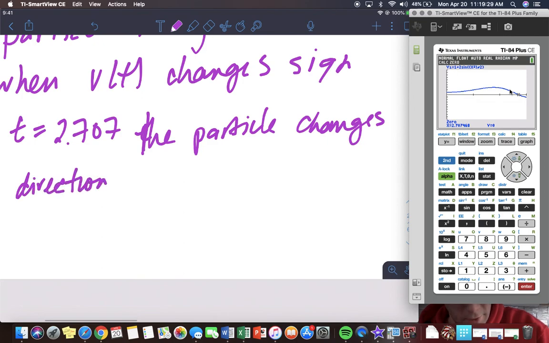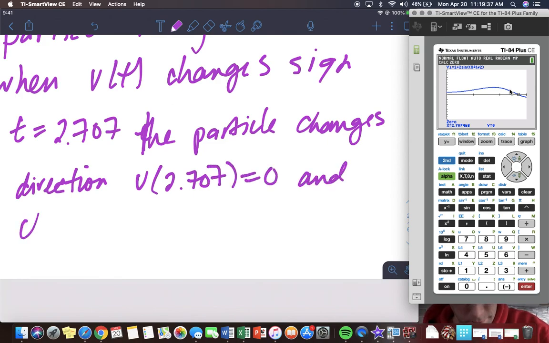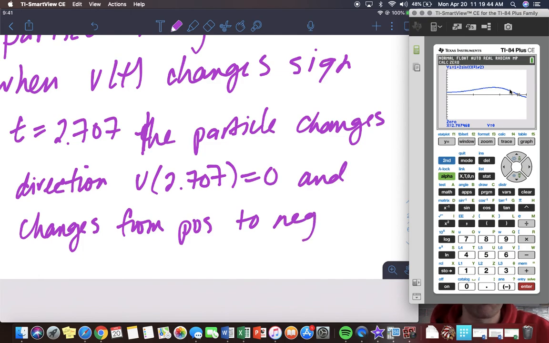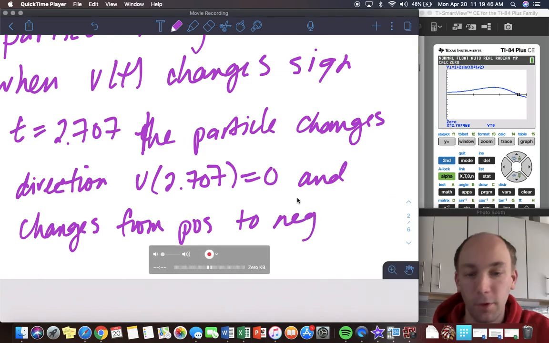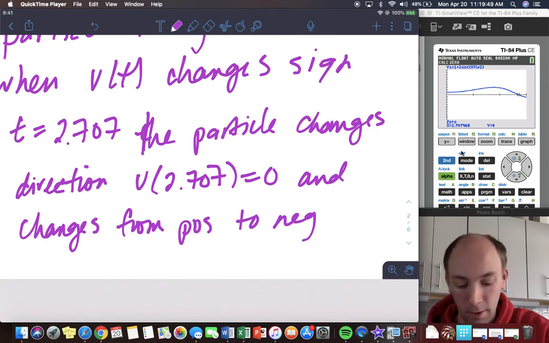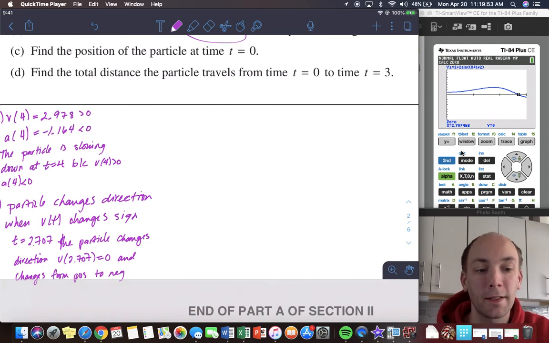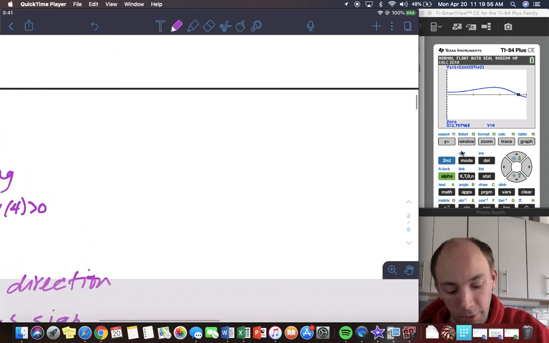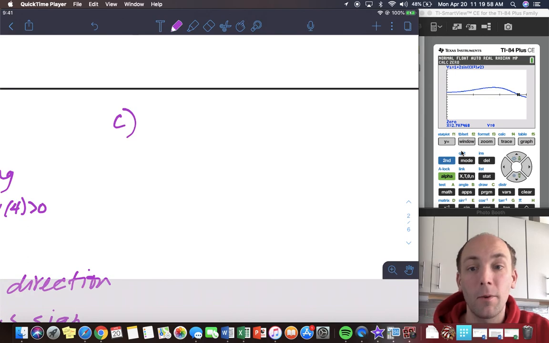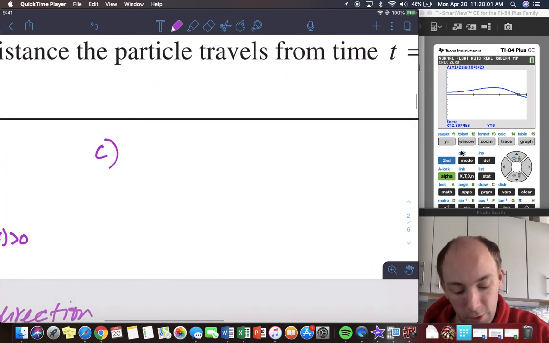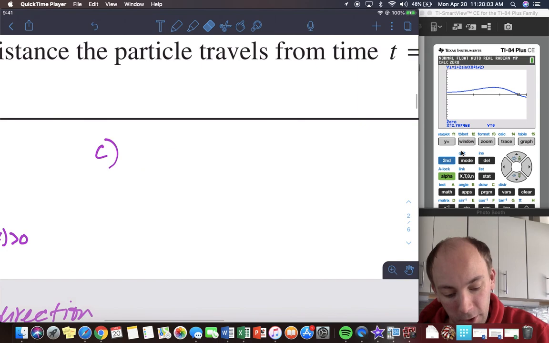And we could kind of expand on this. We could say v of 2.707 equals 0 and changes from positive to negative. Okay? Okay. So let's take a look at part C. Find the position of the particle at time t equals 0. So for part C, I want to know the new position. So I need to figure out the position at zero.